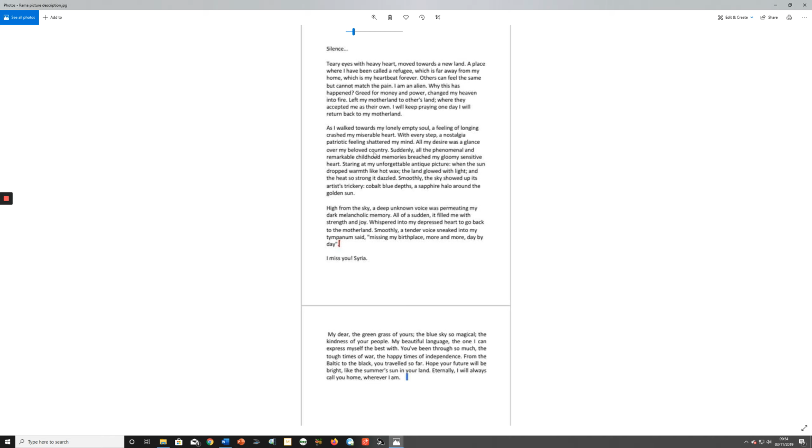My gloomy, sensitive heart. Staring at my unforgettable, antique picture. This means equals. Just remember, means equals. Staring at my unforgettable antique picture equals when the sun dropped warmth like hot wax. Love that simile. Very good. And the land glowed with light and, right, punctuation in this one. Staring at my unforgettable antique picture when the sun dropped warmth like hot wax.